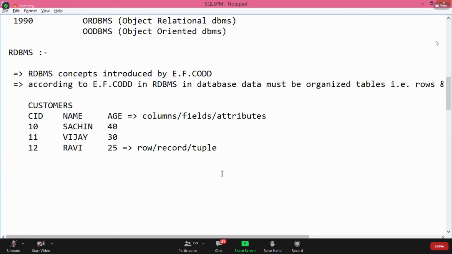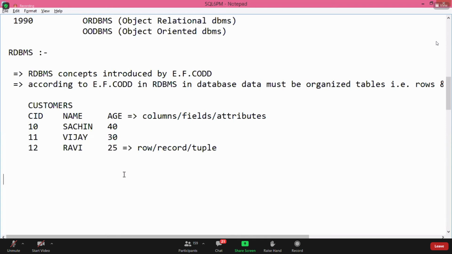And what is this called? They are called values. Ravi is a value, 40 is a value, 30 is a value, 25 is a value, Sachin is a value. These are field values: the value for customer ID, the value for customer name, the value for age. So 25 is the value for age, Ravi is the value for name.